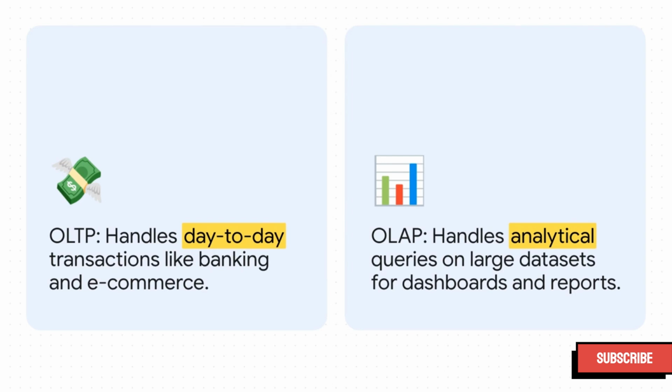Okay, so the first thing you absolutely have to get is this fundamental split in what a database is for. Think of OLTP as the cashier at a grocery store. It's handling quick, frequent, tiny transactions. It's all about running the business. OLAP, on the other hand, that's the analyst in the back office, looking at months of sales data to spot trends. It's about understanding the business. They're built for completely different jobs.